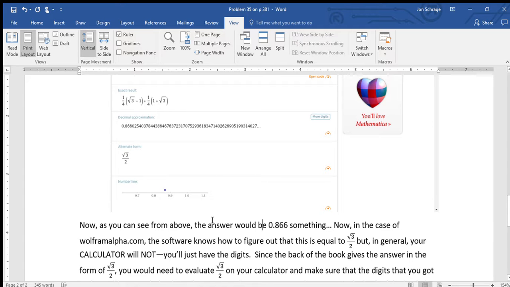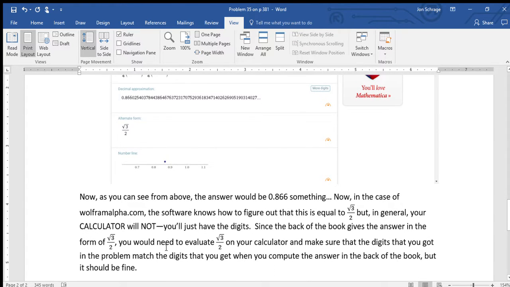Okay, that's fine. But here's the deal. How will you know you did it right? Because the back of the book is going to give you the answer in the form square root of 3 over 2. Well, that's fine. Just go ahead and evaluate square root of 3 over 2 in your calculator and make sure that it is also 0.866032, just like you have right here. And as long as the answer you got in the problem and the answer from the back of the book match, that's just fine. I really don't care that you didn't use the angle difference formula in this particular case, because demonstrating skills using your calculator to solve trig problems is a valuable life skill too. I'm not worried about that.